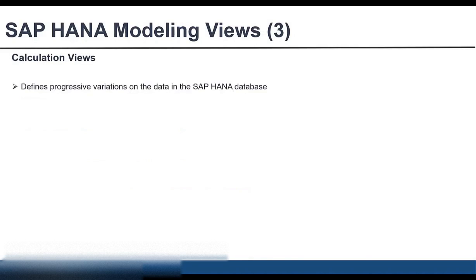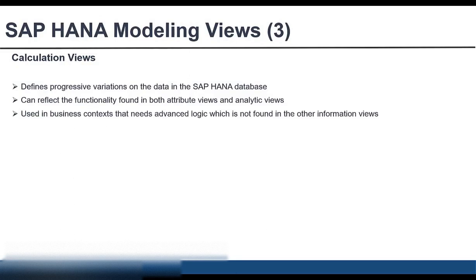Calculation views define progressive variations on data in the SAP HANA database. Calculation views can be simple and can reflect the functionality found in both attribute views and analytic views. They are used in business contexts that need advanced logic that is not found in the other types of information views.